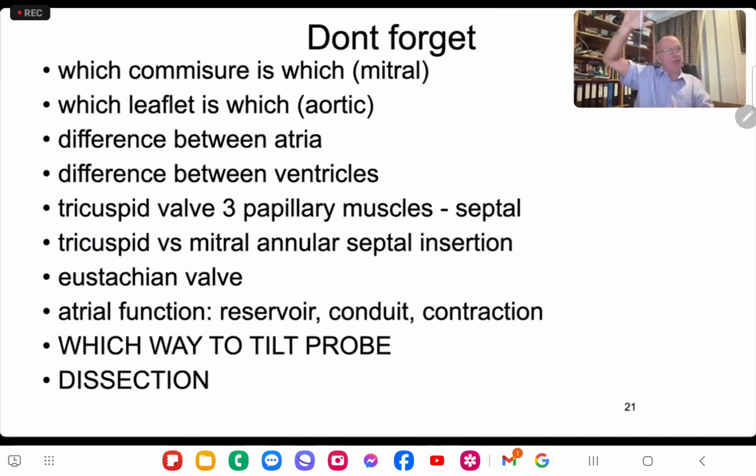And the last thing the atrium does is it contracts. So you can see the atrium does three things. It acts as a reservoir, it holds blood, then it's a conduit, it joins the pulmonary vein to the ventricle, and then it contracts. So you know those three things. If I was going to ask a question now in the exam, I would ask a question. I just put this in here to get you thinking about it.